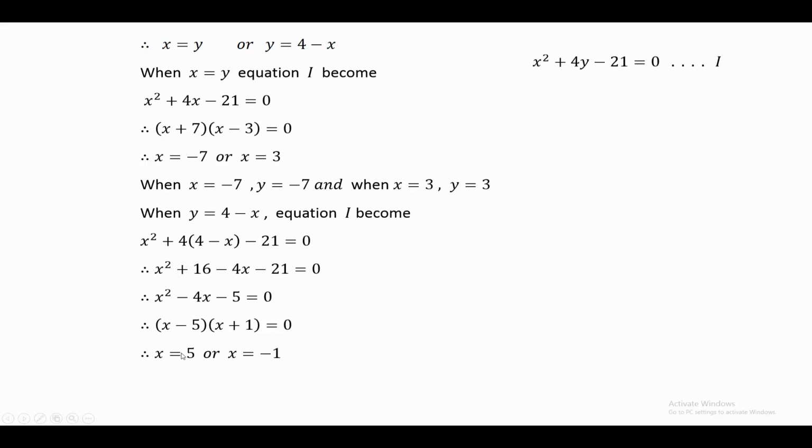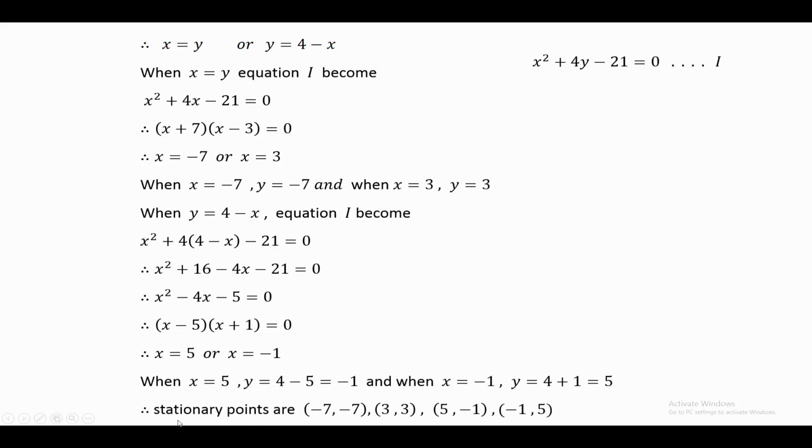Now when x is 5, put the value of x as 5 here. So y equal to 4 minus 5, which means y equal to minus 1, and when x equal to minus 1, put x as minus 1 here, so y equal to 4 plus 1 is 5, and therefore stationary points are, first point is minus 7, minus 7, next point is 3, 3, then next point is 5, minus 1, and last point is minus 1, 5.